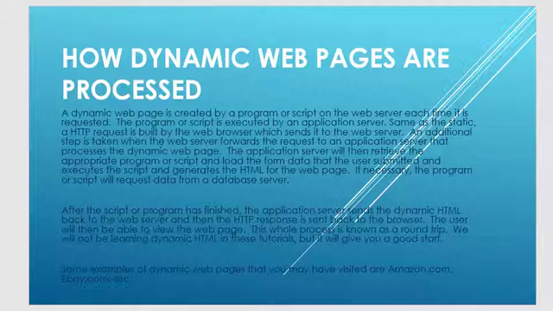After the script or program is finished, the application server sends the dynamic HTML back to the web server, and then the HTTP response is sent back to the browser. And then the user will then be able to view the web page. That's known as a round trip. We'll not be learning dynamic HTML in these tutorials, but the static ones will give you a good start. Some examples of dynamic web pages that you may have visited are Amazon.com and eBay.com.